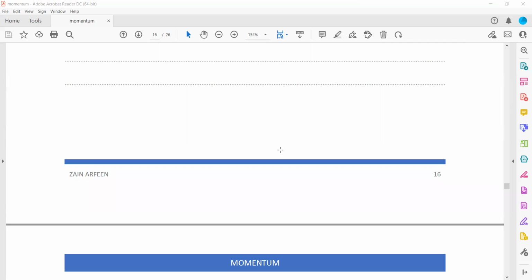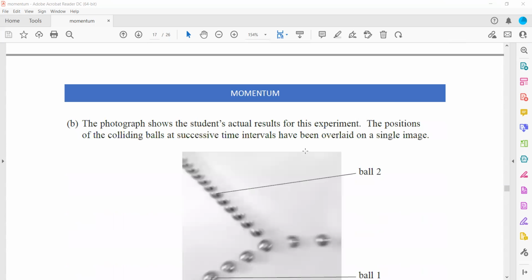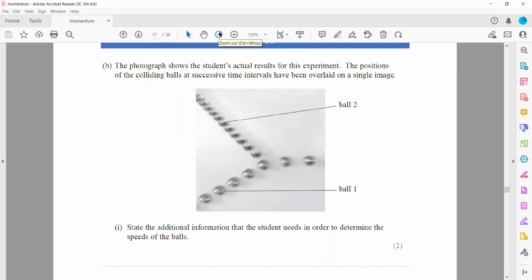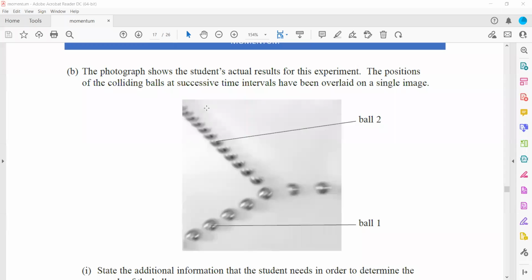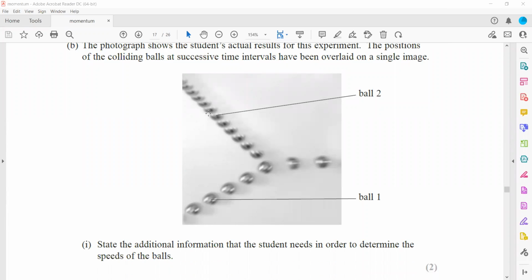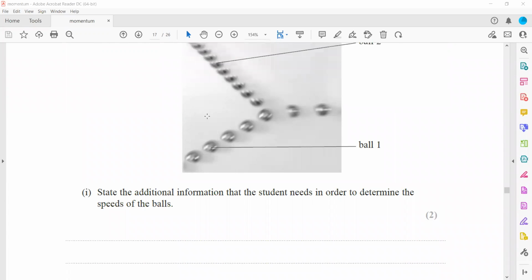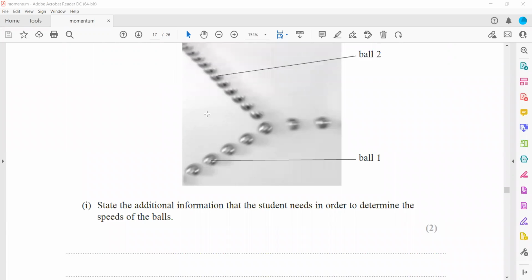Is it clear, this part? Then the next part, B. The next question: the photograph shows the student's actual result of this experiment, the position of the balls after the collision, at a certain time interval. State the additional information that the student needs in order to determine the speed of the ball.